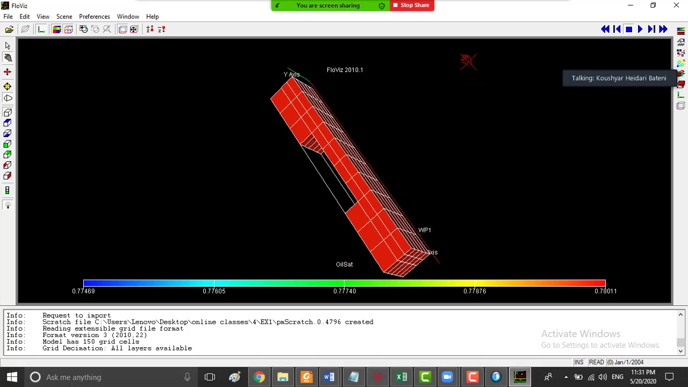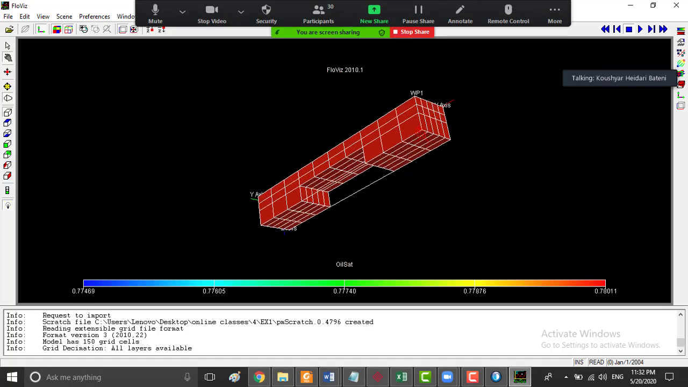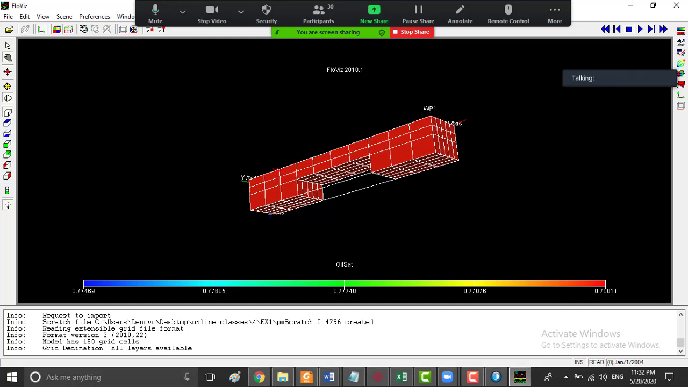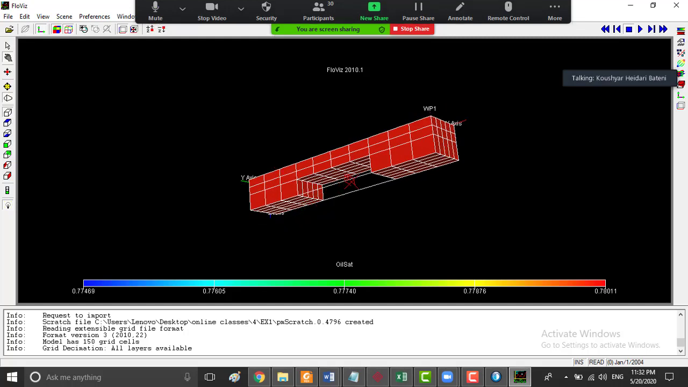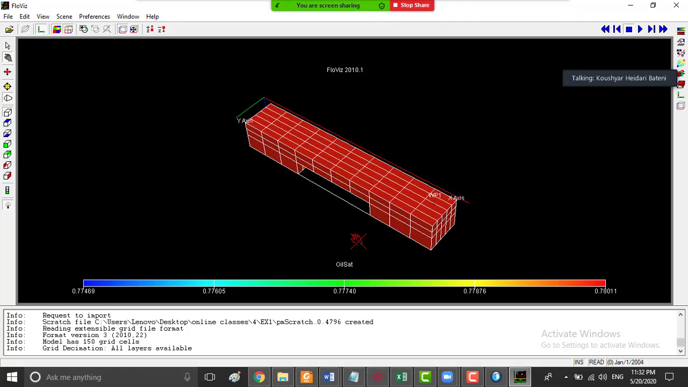Maybe, guys, my reservoir looks like this. Maybe some cells are missing here. Maybe in my reservoir the first layer is a very high permeability layer. Maybe the second layer is a low permeability layer, and maybe in the third layer some blocks are missing.